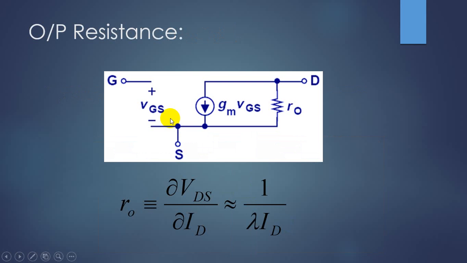The output resistance in channel length modulation is R0, which is equal to the derivative of VDS with respect to ID, which is equal to 1 by lambda into ID. Here ID is maximum.